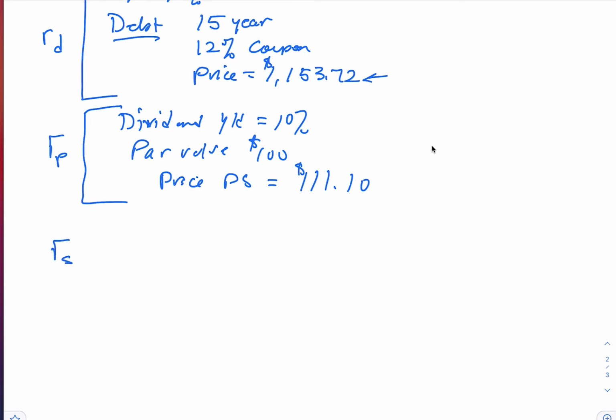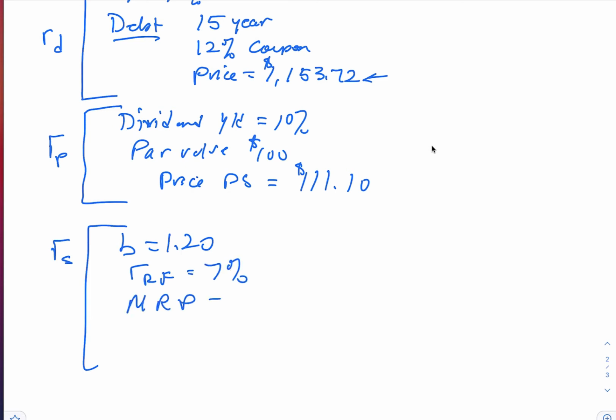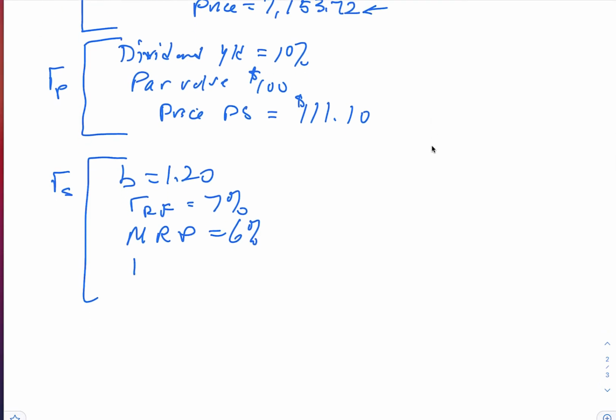Okay, now what we need to do is look at RS, the cost of stock. What is the cost of equity, in other words? And I'm going to say, look, we have a beta of 1.20. We have a risk-free rate of 7%. We have a market risk premium of 6%. We have a dividend this period, just paid, of $4.38, and a growth rate of 5%.